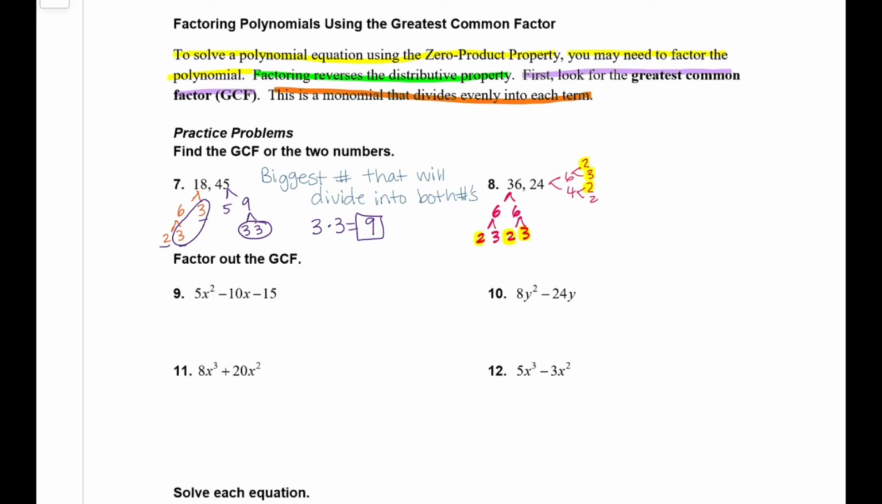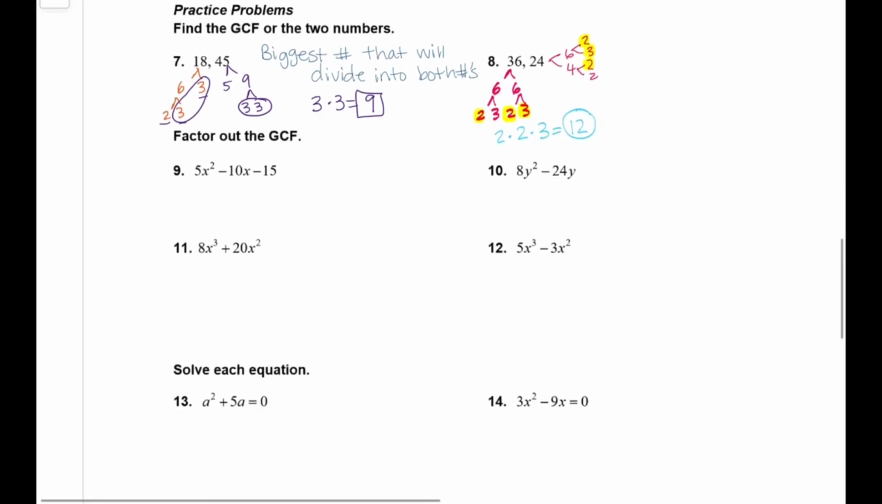Now the 36 has an extra 3 and the 24 has an extra 2. But what we're going to do is take those factors that are the same and multiply them together. 2 times 2 times 3 gives us 12.